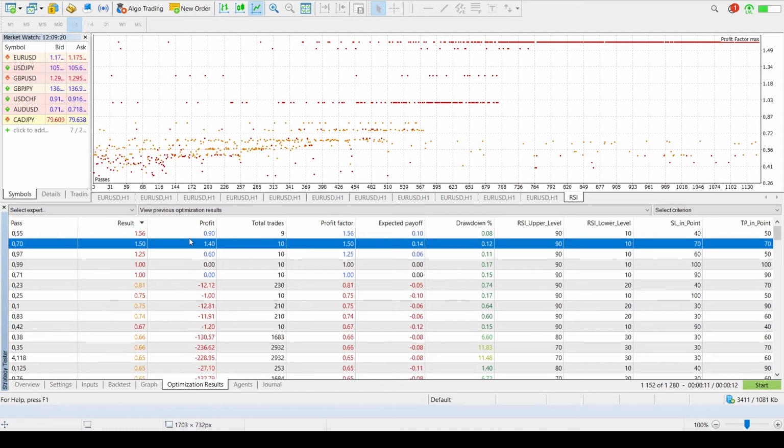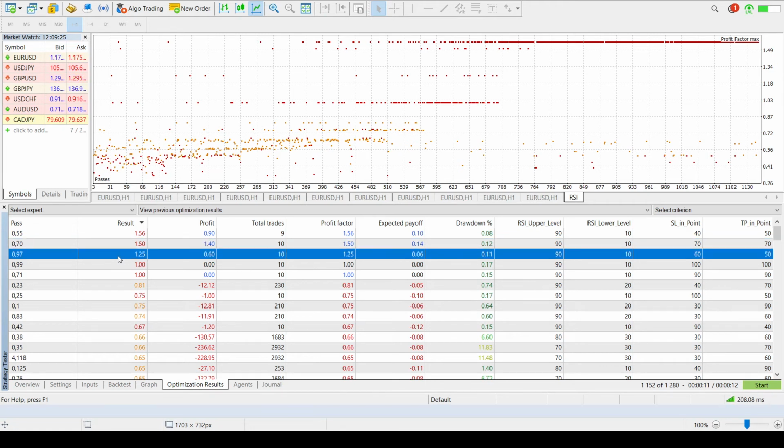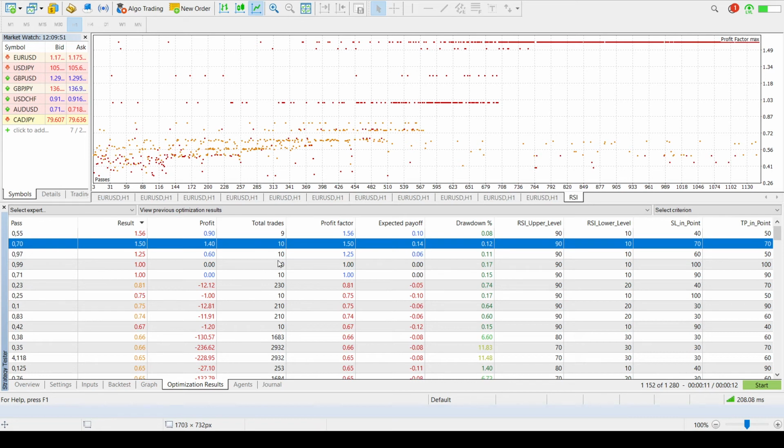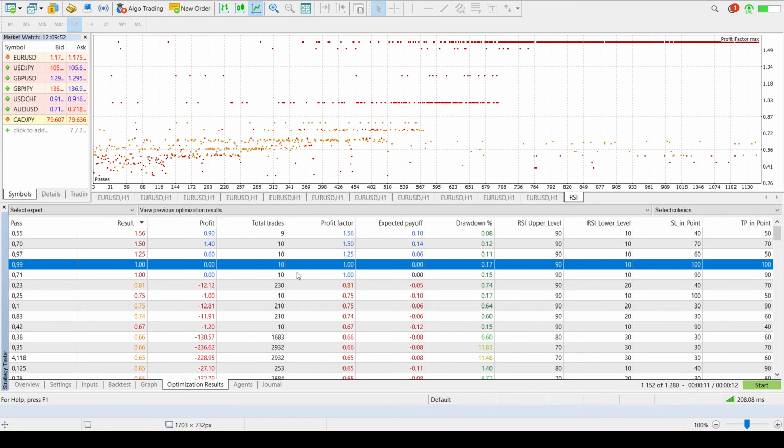But of course, you can even look into more details. Even though these few testings are profitable, the total number of trades over 20 years is just 10. So it definitely has some reasons. I believe it's because the upper level and the lower level are set as 90 and 10, which is a very stringent requirement for it to enter a trade. That is why it finds it very difficult to enter, and then you have such a low number of trades.